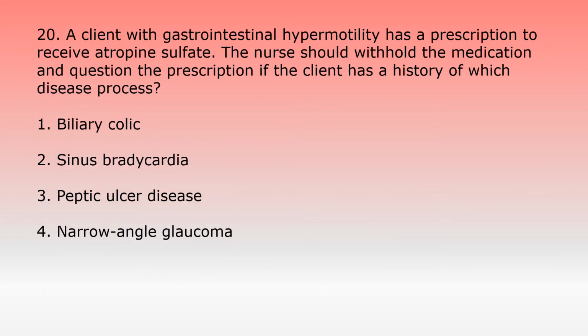A client with gastrointestinal hypermotility has a prescription to receive atropine sulfate. The nurse should withhold the medication and question the prescription if the client has a history of which disease process? 1. Biliary colic. 2. Sinus bradycardia. 3. Peptic ulcer disease. 4. Narrow angle glaucoma.